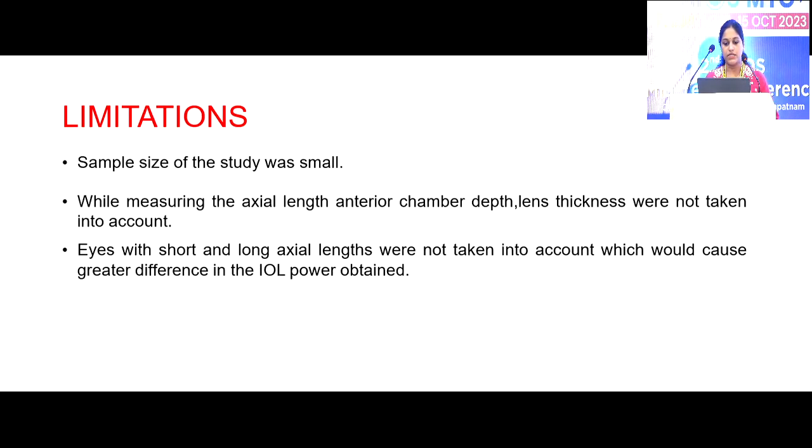Limitation: sample size of the study was small. While measuring the axial length, anterior chamber depth and lens thickness were not taken into account. Eyes with short and long axial lengths were not taken into account, which would cause great difference in the IOL power obtained.